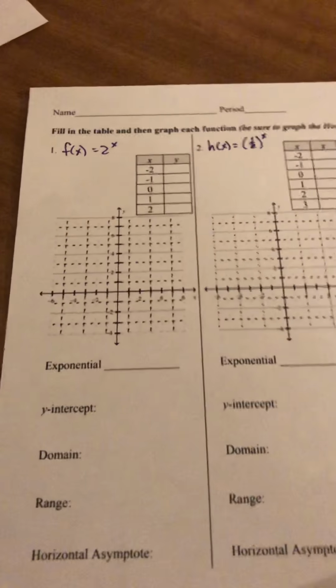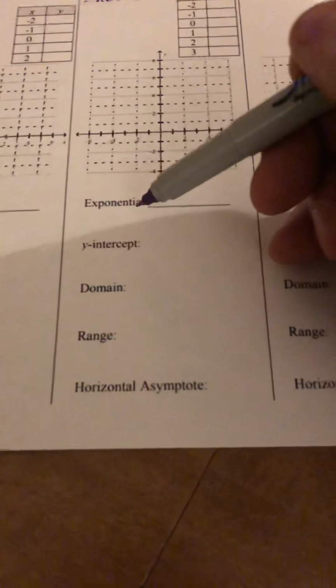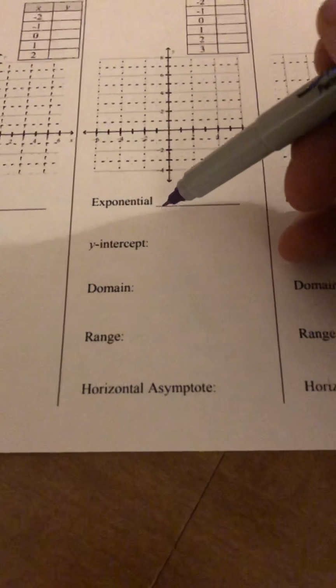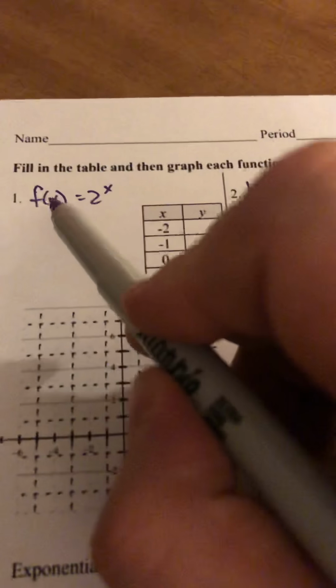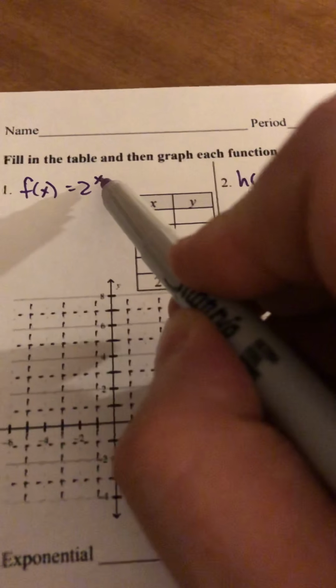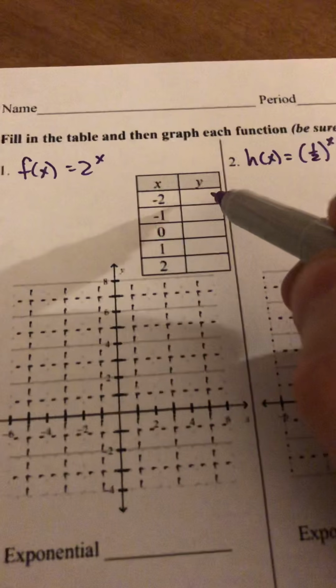Now, your second worksheet, the other side, you are given exponential functions, and you have to complete the table, graph it, and then identify these 5 different attributes. So we'll look real quick at this first one. f of x equals 2 to the x power. When you plug these numbers in for x, your answer fills out the table. So we'll do it for a couple of these.